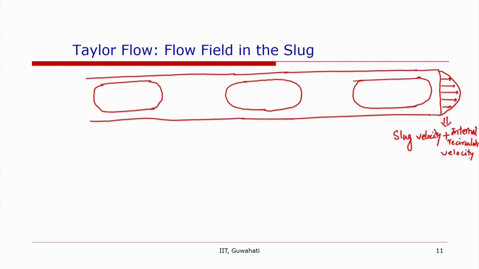That means the velocity in this slug, on an average, has to move with the bubble velocity in the front direction. Okay, so its total velocity is such that it moves with the bubble velocity.